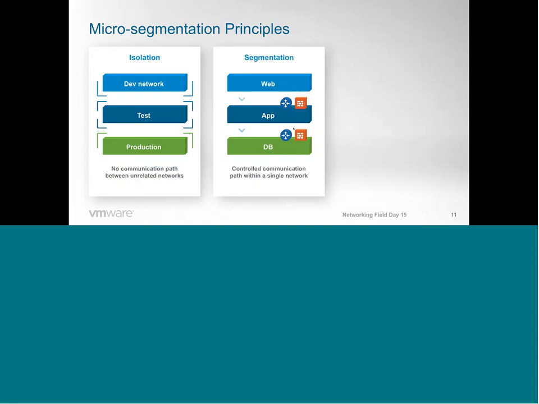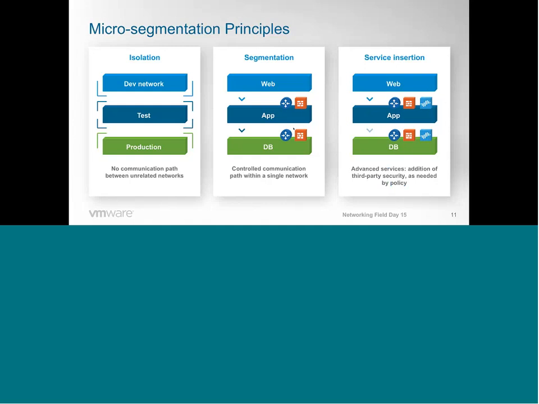And then we have segmentation, right? So we're doing isolation, basically saying these networks cannot talk to each other. Then we're doing segmentation, basically saying that for the workloads that exist on any of these networks, we're only going to allow these systems to talk to each other from a segmented perspective. We're going to segment out our web servers and our app servers and our database servers, and we're going to control the communication path within that network for that application.